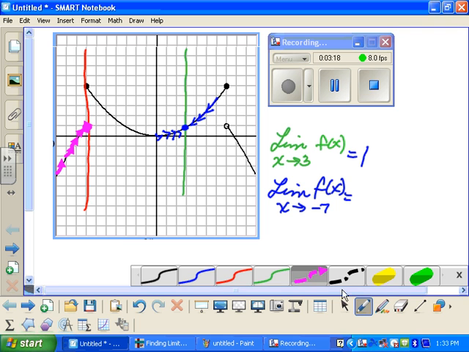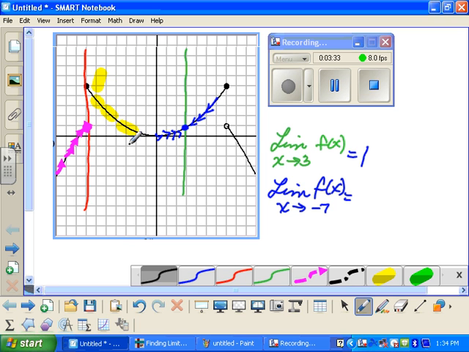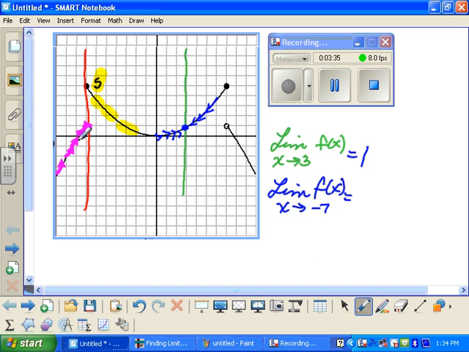Whereas if we try to find the limit from the right, it's not headed towards 1. It's headed towards 1, 2, 3, 4, 5. So the limit from the right is headed towards 5. It's headed towards a y of 5, whereas from the left, it's headed for a limit of 1. Since 1 and 5 are not the same, the answer to this question is that this limit does not exist.